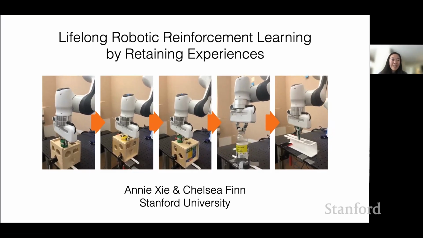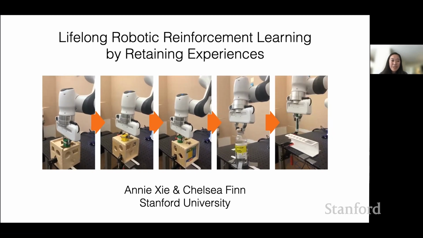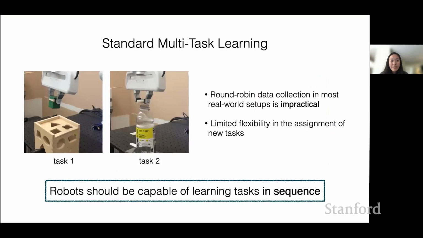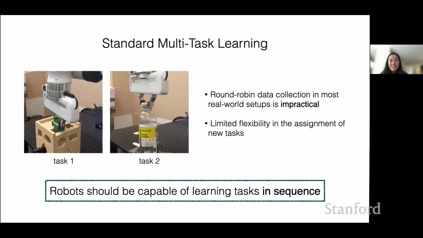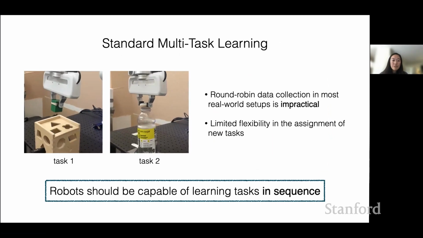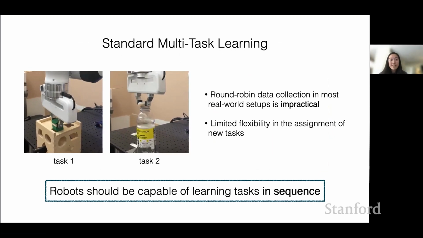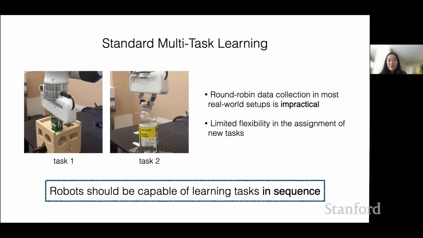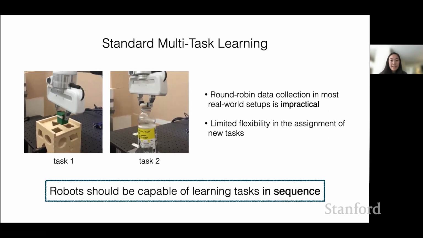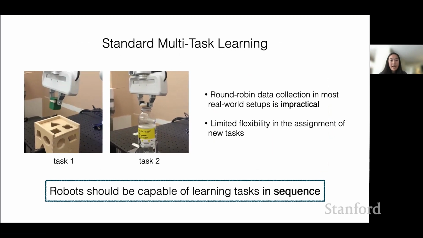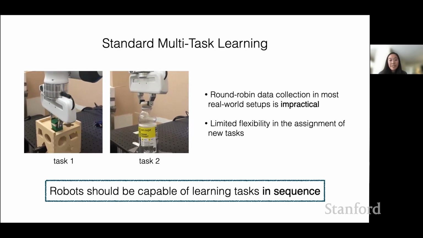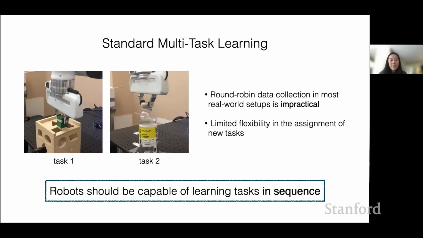So I'm Annie, and today I'll be talking about some of our recent work on lifelong robot learning. Some of the current ways to learn multiple tasks are to learn each one from scratch, or to learn them together under the multitask learning framework. In standard multitask learning, the agent needs to collect data in each new task, round robin style. But this form of data collection isn't very practical for a lot of real robot setups.